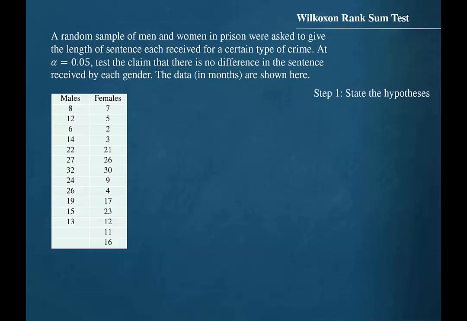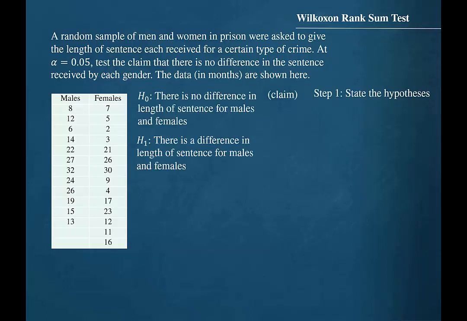Step 1 is to state the hypotheses. The null hypothesis is that there is no difference in length of sentence for males and females. The alternative hypothesis is that there is a difference in length of sentence for males and females. In this case, the claim is in the null hypothesis.